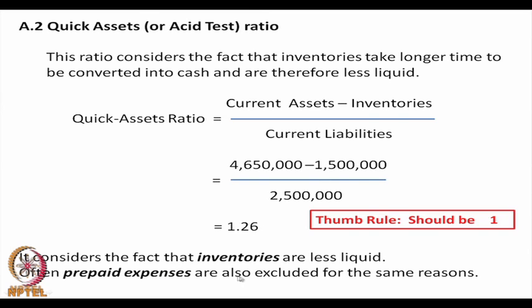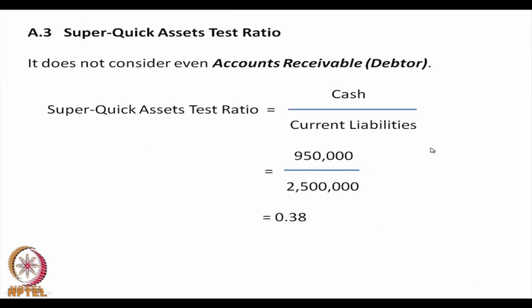Often prepaid expenses are also excluded for the same reasons, because inventory is less liquid. Similarly, prepaid expenses are also less liquid. They are sometimes also subtracted from the current assets to calculate the quick assets ratio. And sometimes even the accounts receivables of the debtor is also subtracted. Then it is called super quick assets test ratio. Only cash divided by current liabilities. So, that is in this case only 0.38.